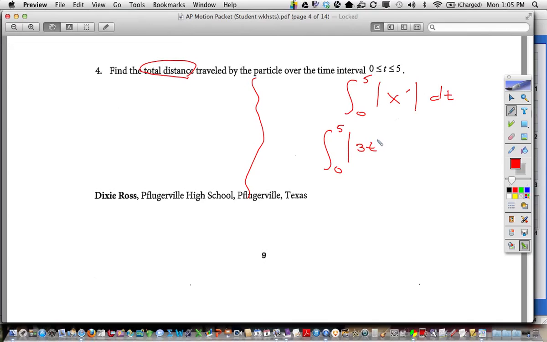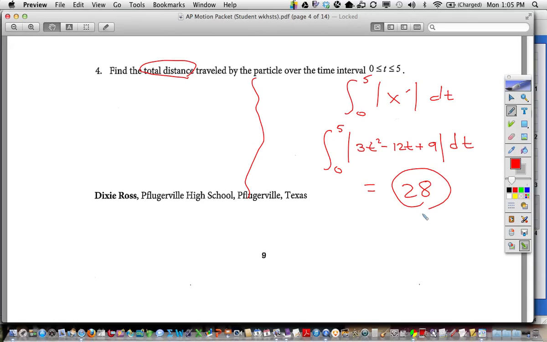what was it, 3t squared minus 12t plus 9. That would be the fastest way to go. And the answer was 28. Now, I'm going to throw a wrench into this. This would never, with an easy function like that, ever be a calculator problem. This would be a no calculator problem. Okay? So let's do it.